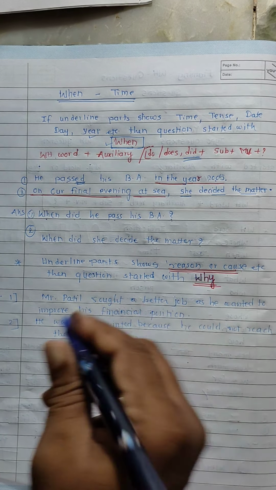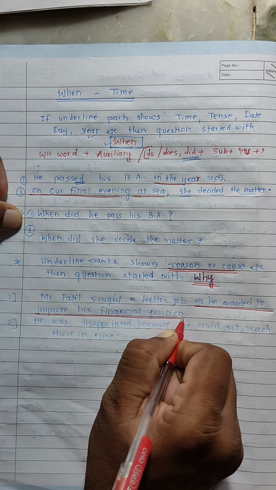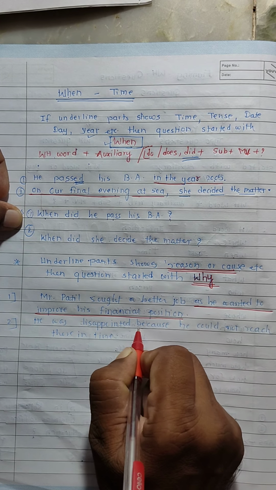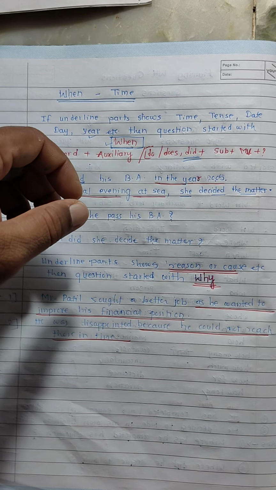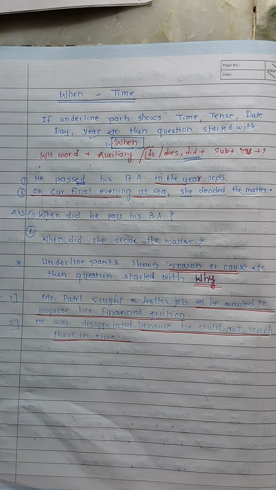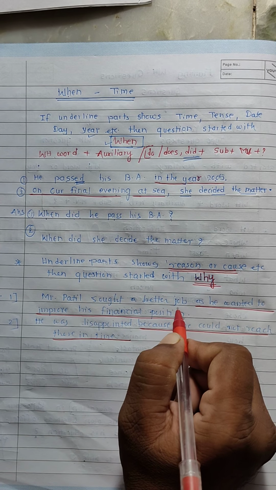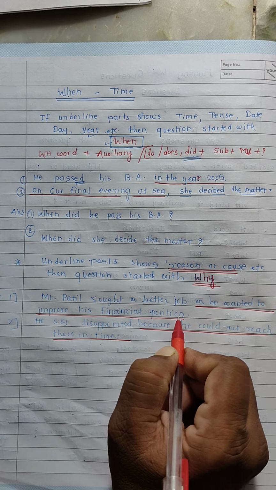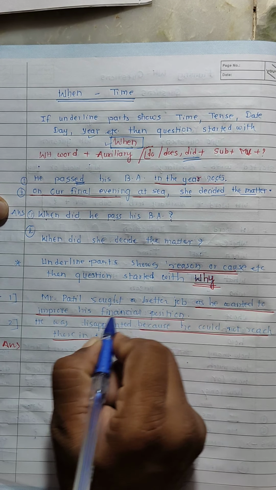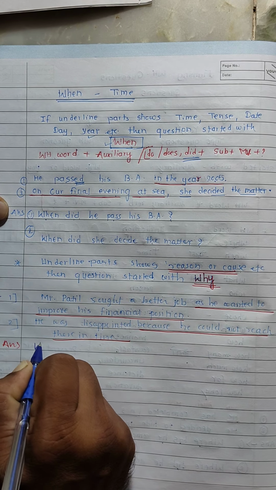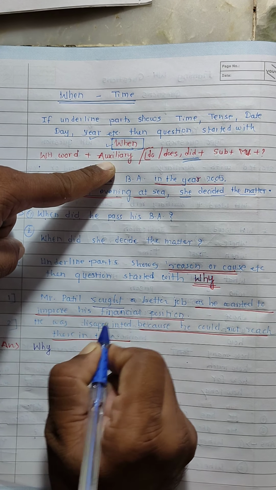So both sentences: the first has underlined part as he wanted to improve his financial position, and the second has because he could not reach there in time. So this is the underlined part. Here we ask the question starting with WH. Mr. Patil sought a better job as he wanted to improve his financial position. Answer: started with the WH word, which means why. Then after the WH word, the auxiliary. Sought is there, which means past tense.